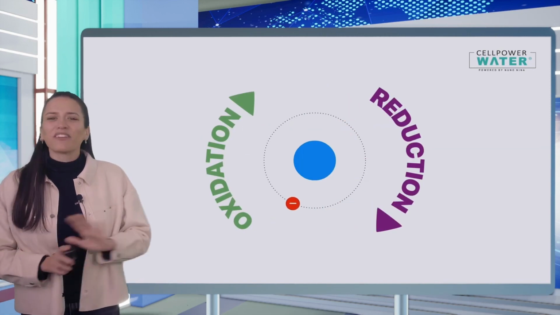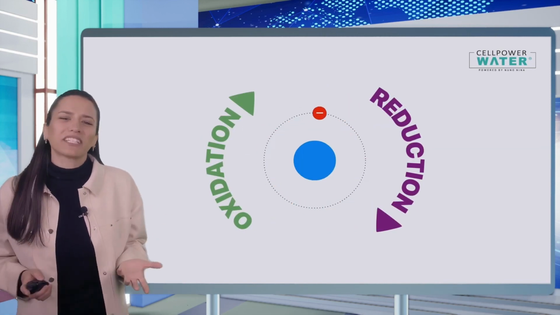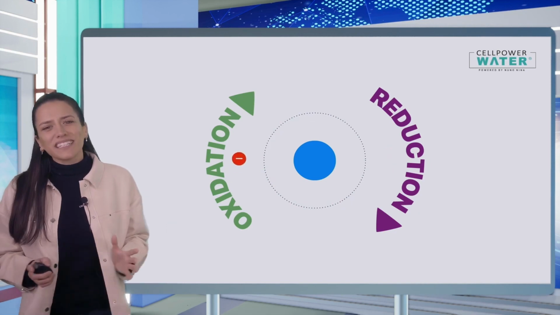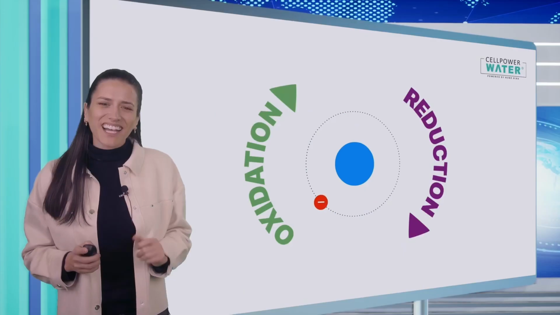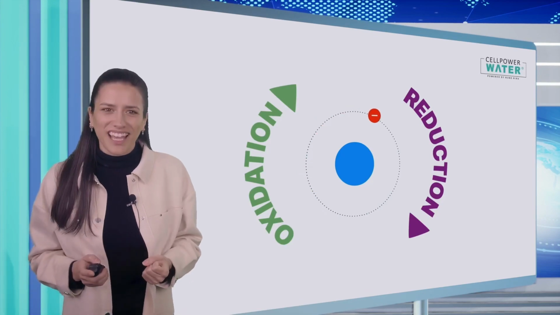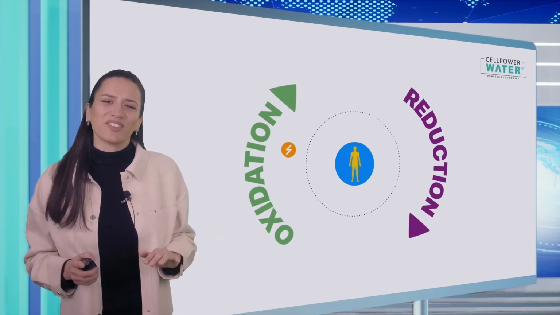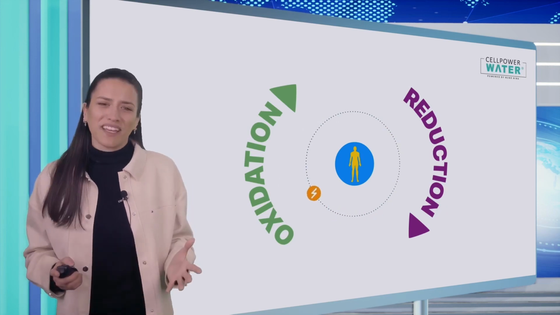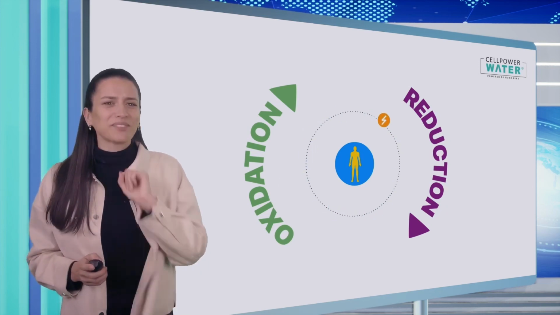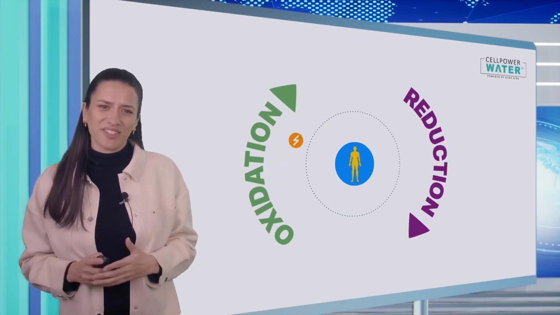Well, the answer is very simple. This is how we keep ourselves alive. If this balanced exchange does not exist, it is a sign that we are dead. Oxidation gives us energy, and reduction locks that energy release. But why stop that energy? We want to have energy. Yes, but we have to control this energy.